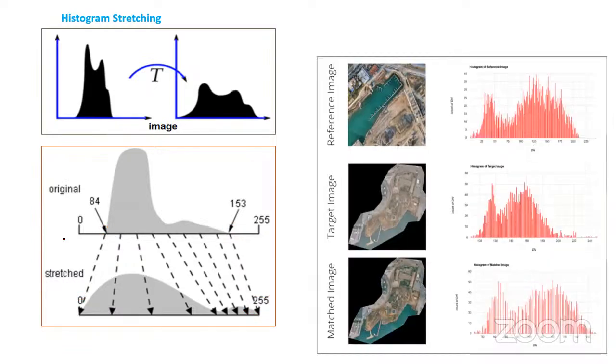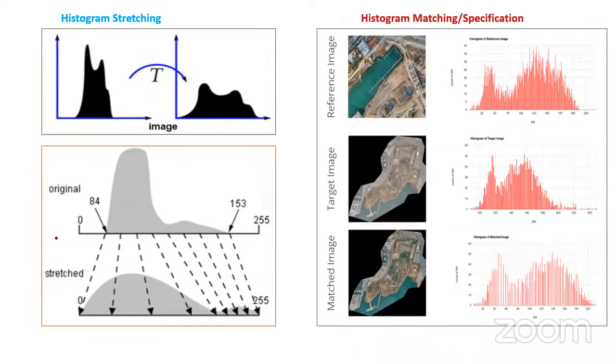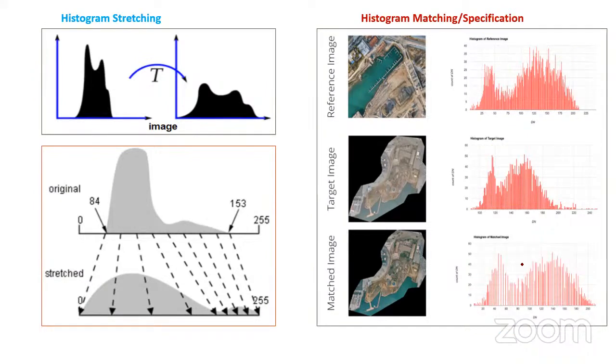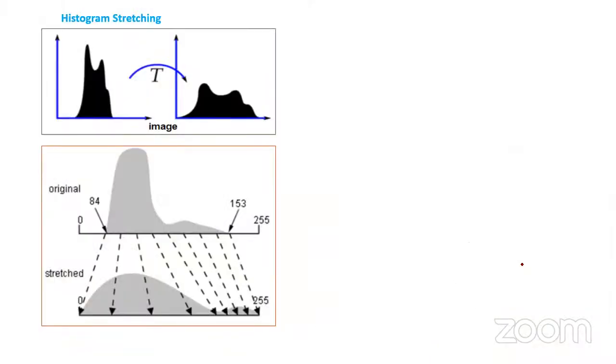And one more important thing is histogram matching, or we can call it histogram specification. So here, this is what we can call the input image, and this is the reference image, and by using that reference we have to make the output image. So what does it mean here? I will explain in detail what histogram matching is.